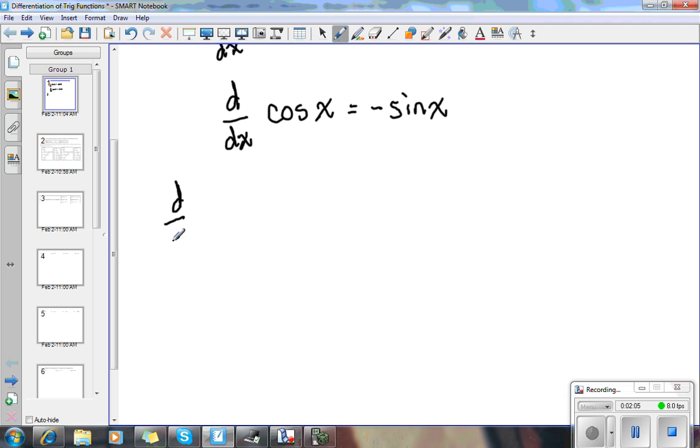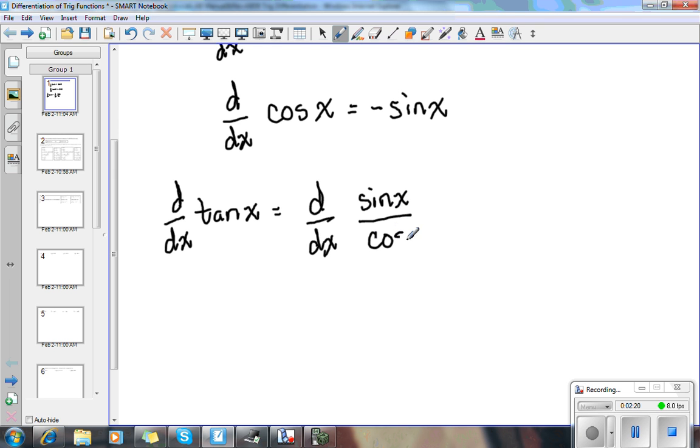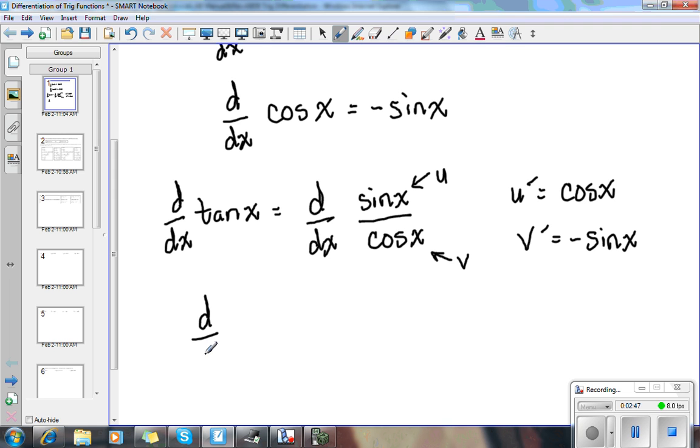So then what about tangent, the derivative of tangent x with respect to x? Well, I'm going to start by recalling that tangent is sine x over cosine x, which means I can do the derivative of this quotient, where this is u and this is v. So u prime, the derivative of sine, is cosine, and v prime, the derivative of cosine, is negative sine.